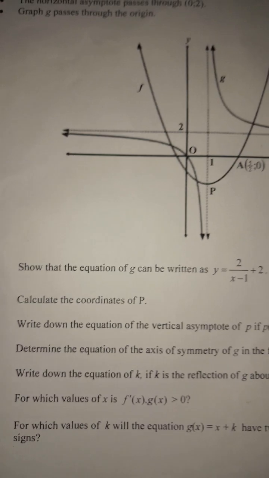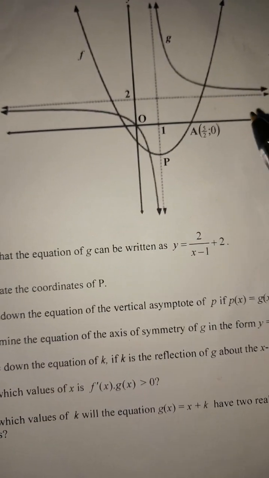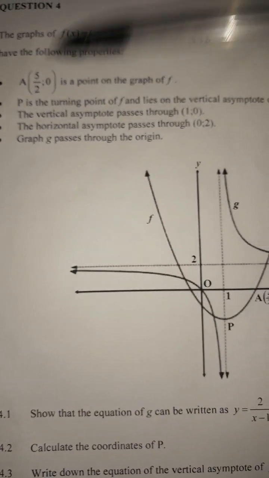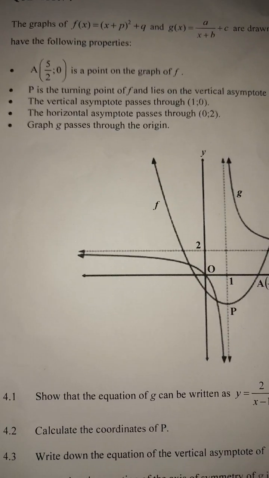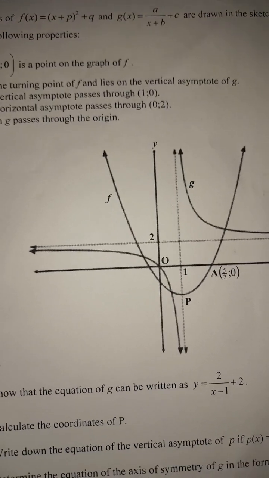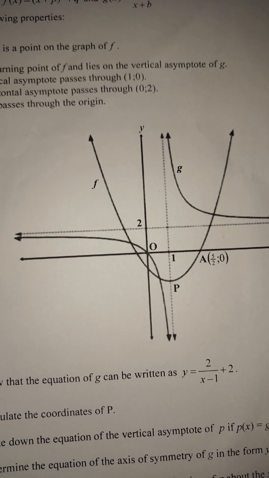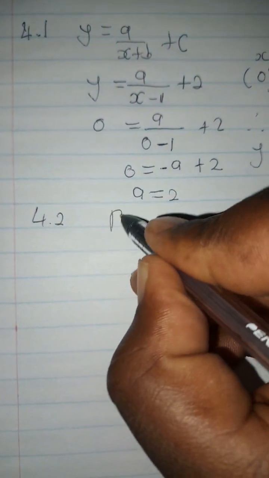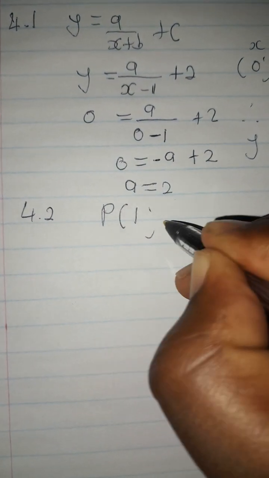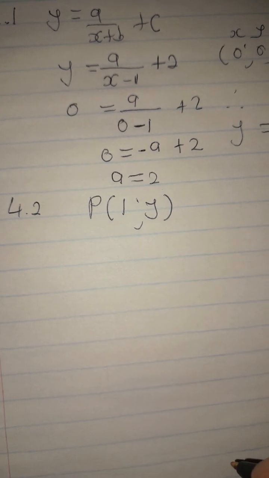Okay, so let's go to 4.2. Now we need to calculate the coordinates of P. Remember that you use what you are given there, use those properties that you are given there. You were told that P is the turning point of f and lies on the vertical asymptote of g. So what is interesting is that we are given the x value. We are given that P is equals to 1. What we don't know is y. So the missing part is y.